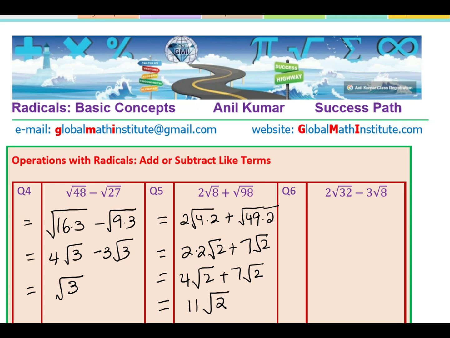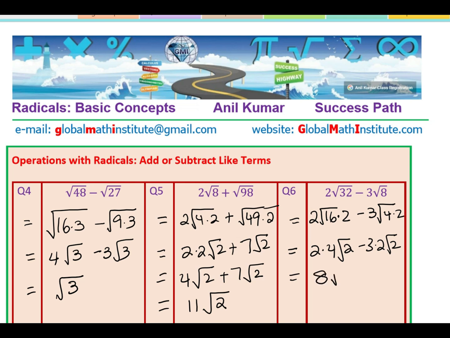Next question. 2 square root 32 minus 3 square root 8. Now 32 is 16 times 2, right? So we could rewrite this as 16 times 2 and 8 as we have already done before, 4 times 2. Correct. Now 16 can be written as 4 squared and therefore we get 2 times 4 square root 2 minus 3 times 2 square root 2. Correct? So this dot which I am writing in the center is actually a multiplication sign.